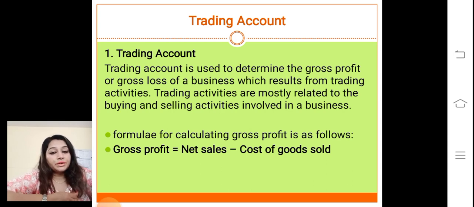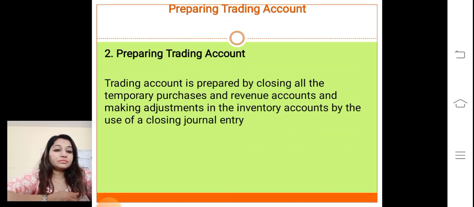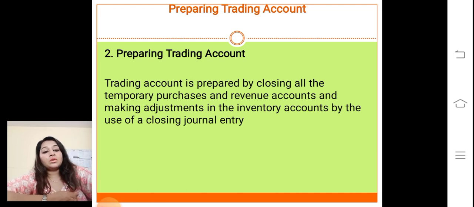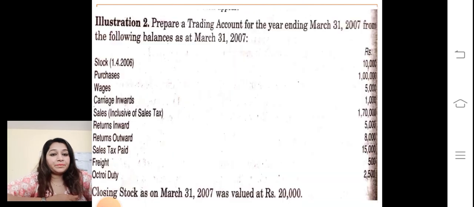So what is gross profit? We calculate gross profit as net sales minus cost of goods sold. The trading account is prepared by closing all the temporary purchases and revenue accounts of the company, making all the adjustments in the inventory account and closing the entry. We will understand the trading account better with the help of an example.